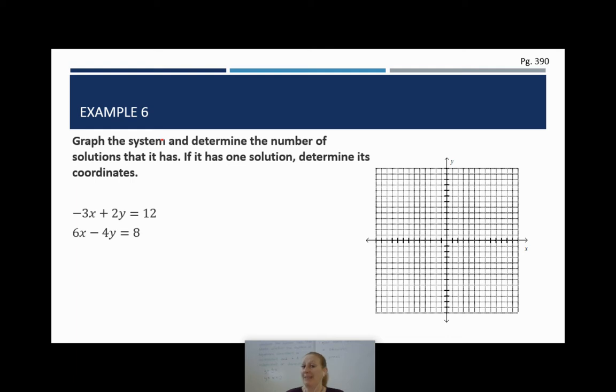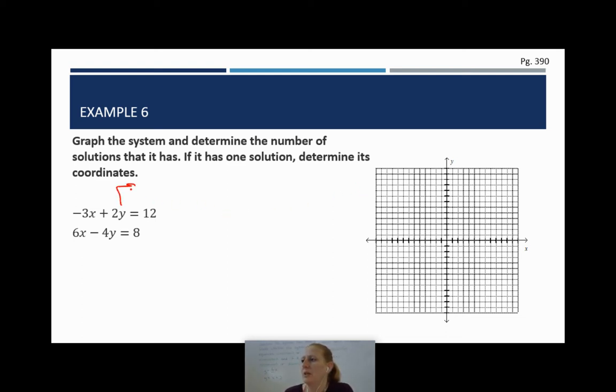So I'm going to recommend that you start by isolating the y. Solve each equation for y and then graph them. It'll make it easier. So go ahead and hit pause to work this out, solve for y, graph these guys, and then hit play when you're ready to check your work. All right, so by the way, we're on page 390 if you don't know where we went.